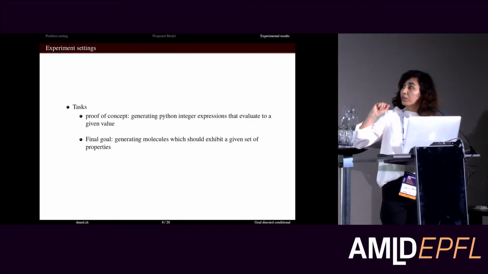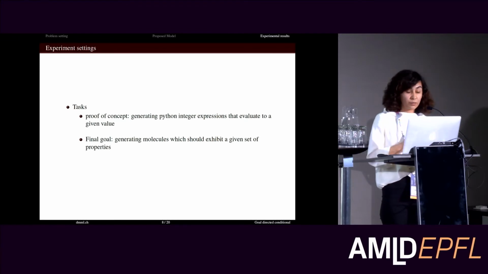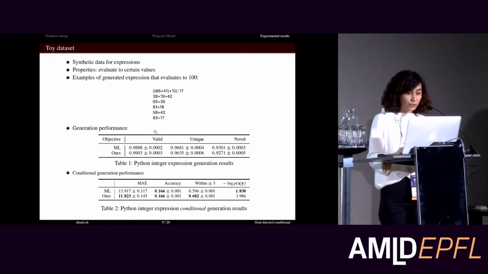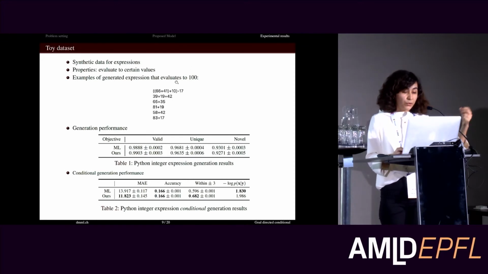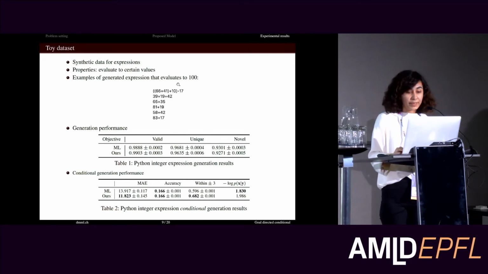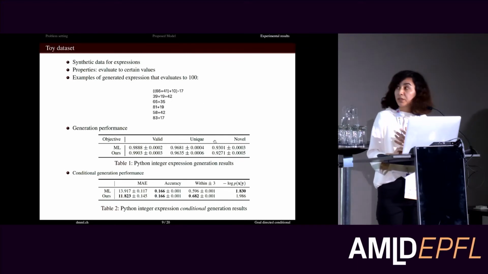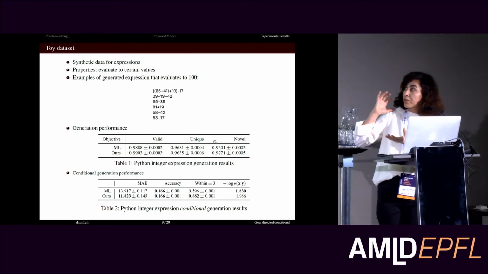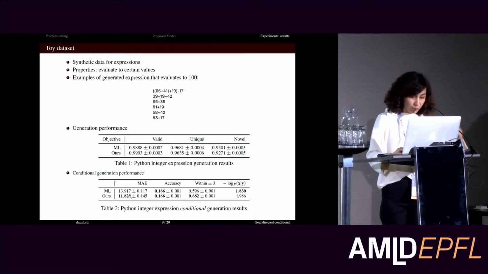Just to check, before going to the molecules, whether it works as a proof of concept, we tried with small artificial data where we generate Python integer expressions. The task is to generate a lot of expressions that evaluate to a certain value, and for that it actually works quite well. For instance, here we are able to generate a lot of expressions that evaluate to 100. This is generation performance, because what we are interested in is conditional generation, but we want to make sure that it actually works in terms of generation.